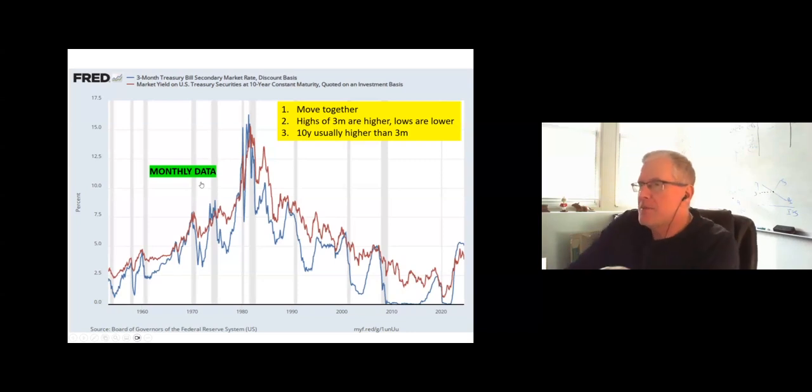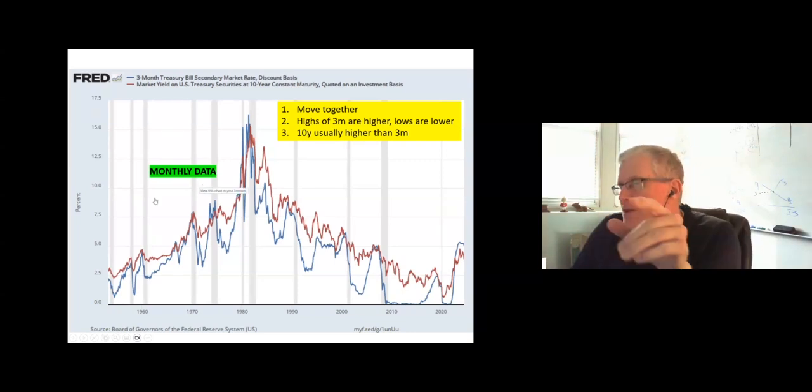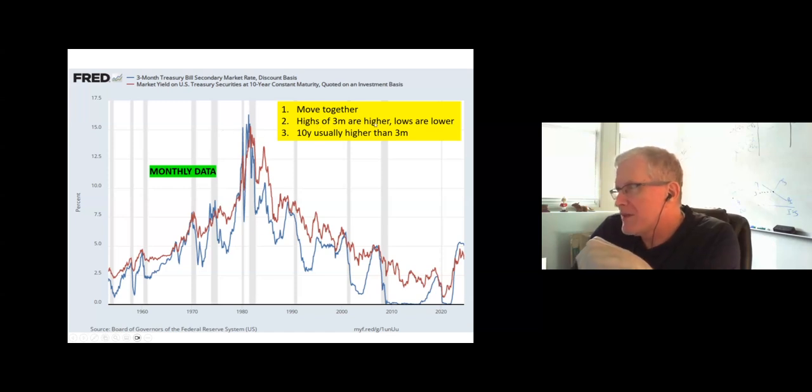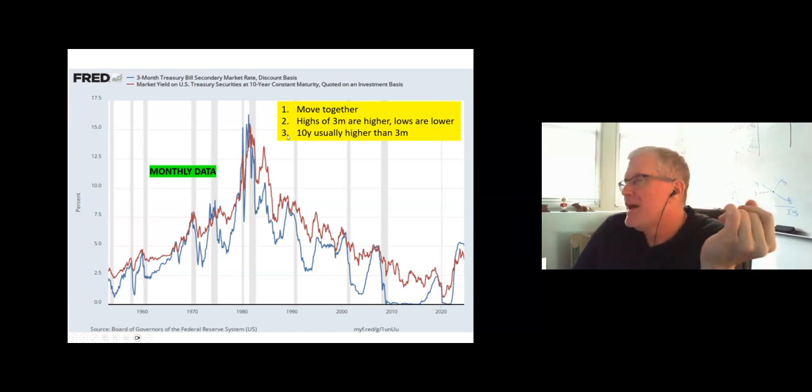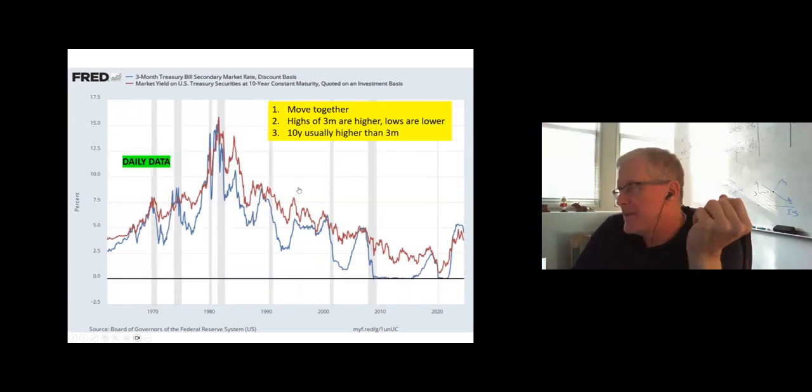So we've already talked about how the long-term rates move with the short-term rates, right? They move together. The short-term rates, like the 3-month, are more variable. 10-year rates are usually higher. Daily data, we see this. Monthly data, we see this.